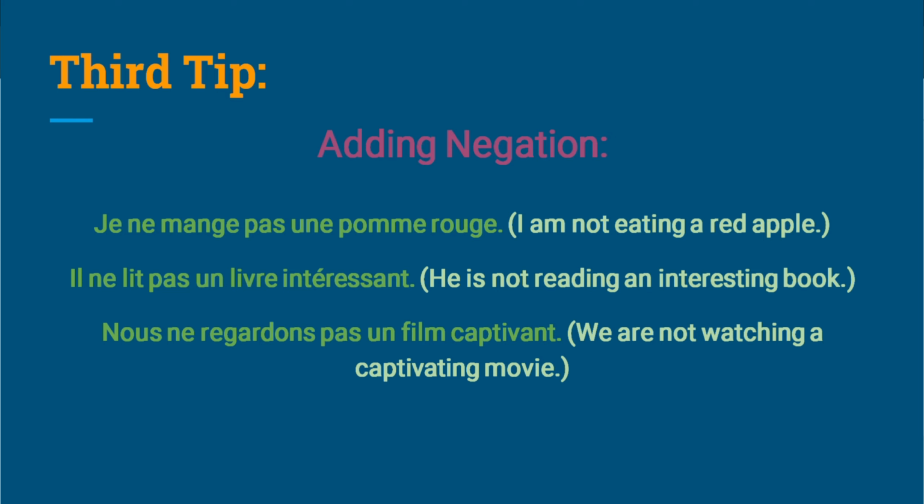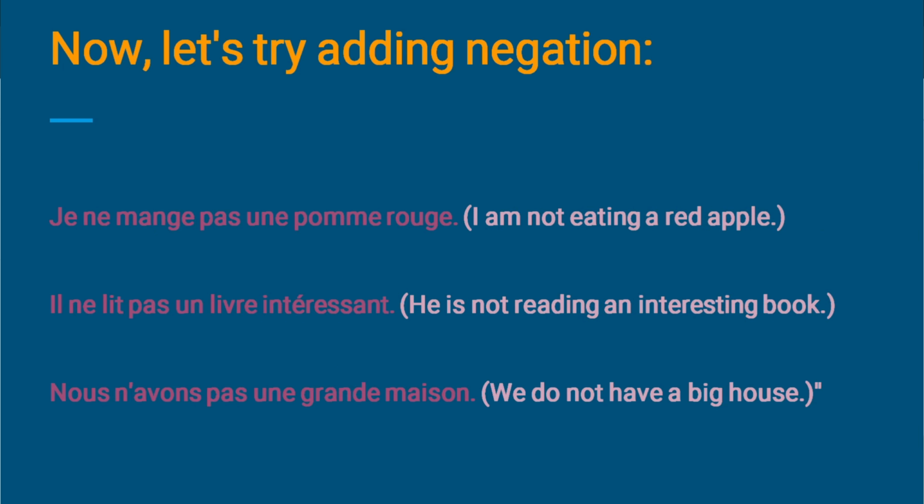Third tip. Adding negation. Je ne mange pas une pomme rouge. I am not eating a red apple. Il ne lit pas un livre intéressant. He is not reading an interesting book. Nous ne regardons pas un film captivant. We are not watching a captivating movie.